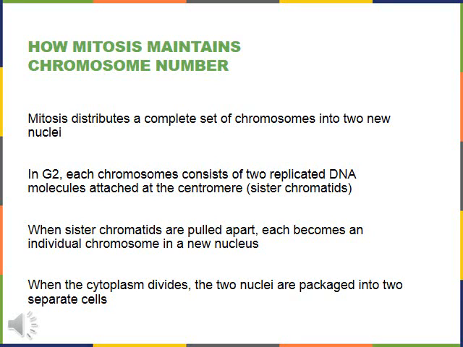So that's how we can take one parent cell, duplicate it, pull that X apart, and put half of it in one daughter cell and half in the other, and that's how they both become identical to their parent. And then of course we have the cytoplasmic division that will cut them in two and neatly package everything together.